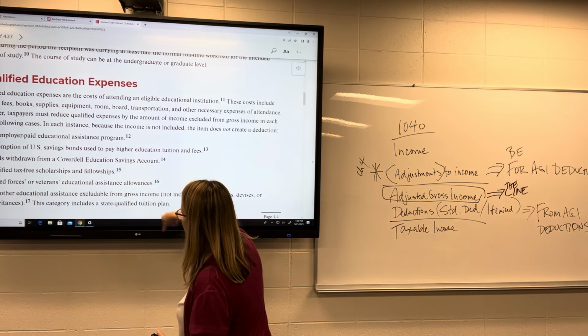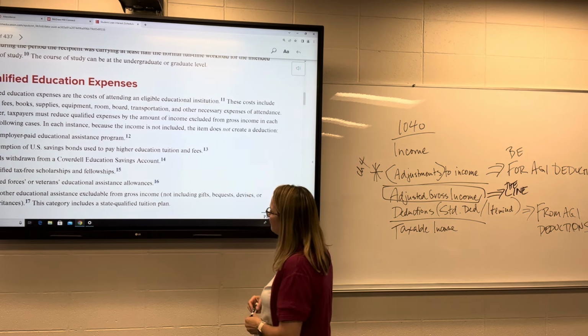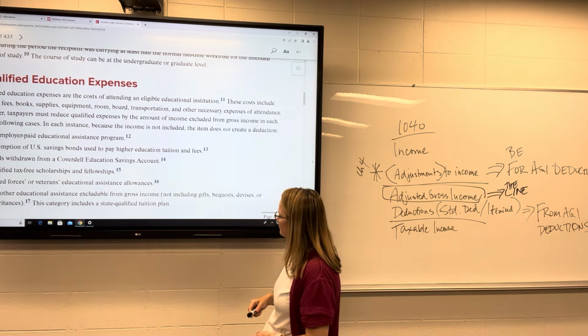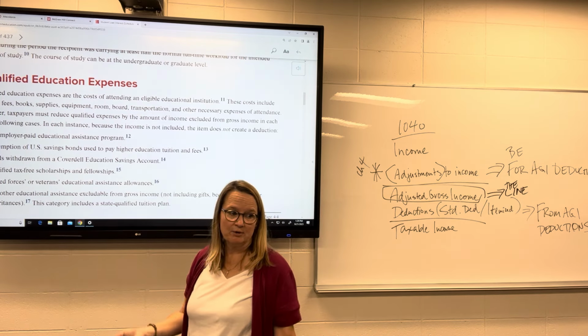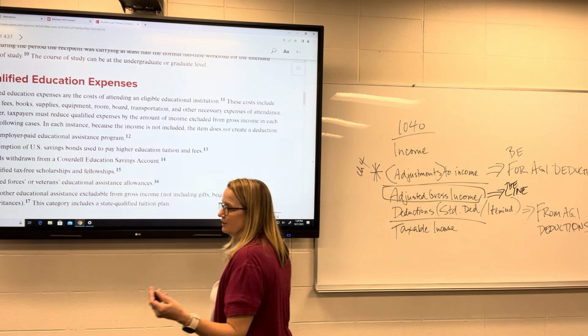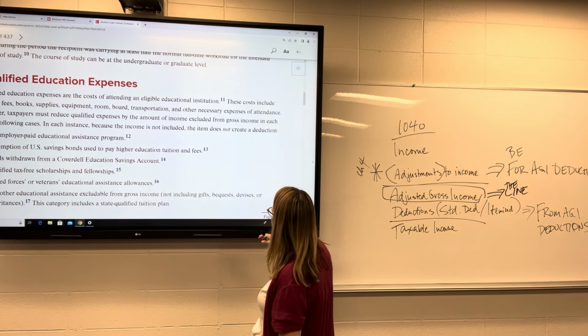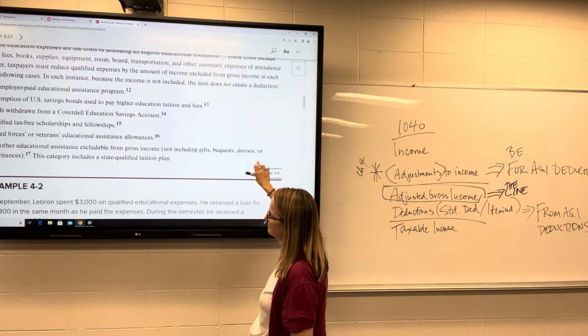So any other educational assistance excludable from gross income. However, that doesn't include anything that grandma gave you, or your parents paid on your behalf, that sort of thing, or if you inherited money.